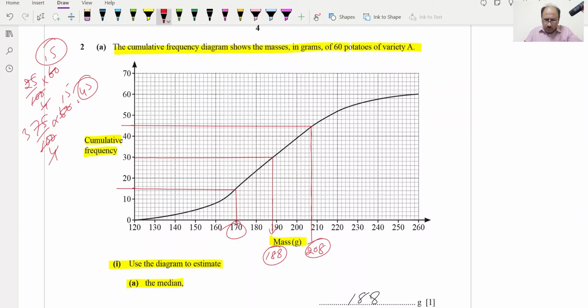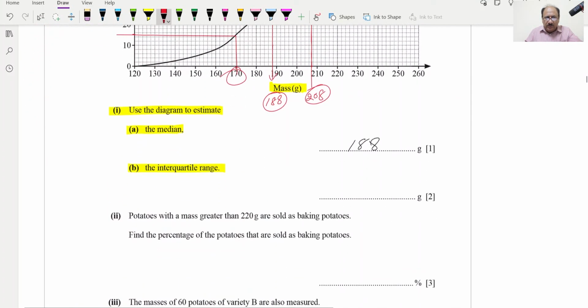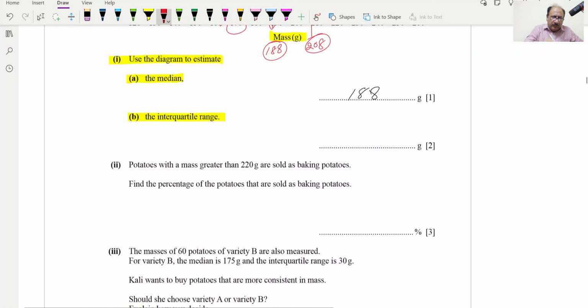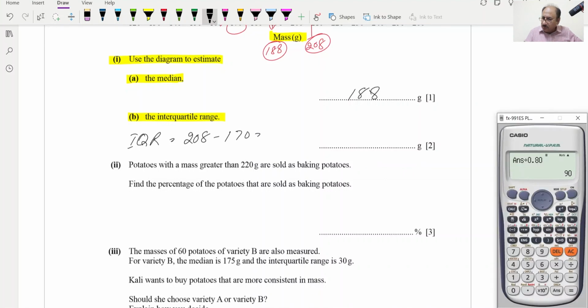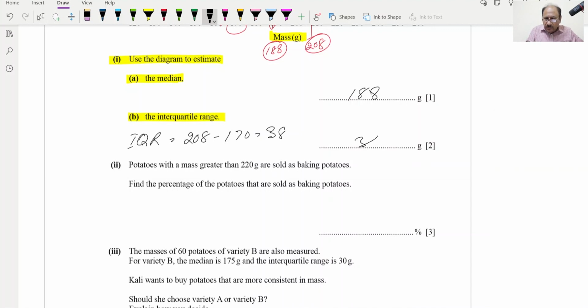So 208, so 170, 208 minus 170. This will be our interquartile range. Interquartile range will be equal to 208 minus 170, and this will be equal to 38. So 38 grams, this will be for 2 marks.